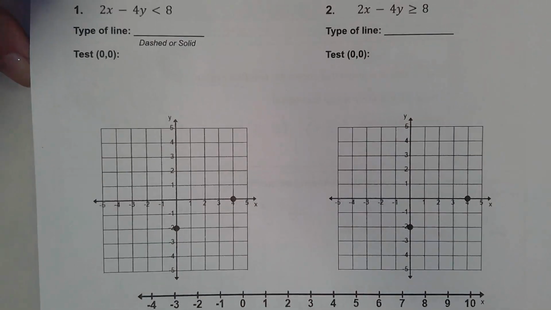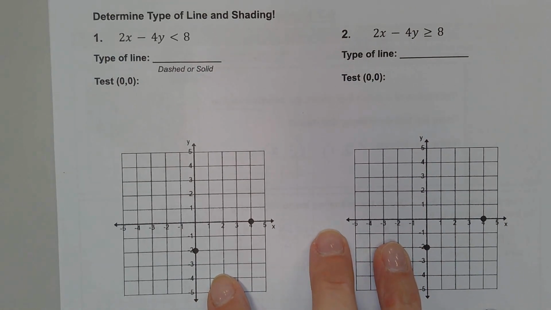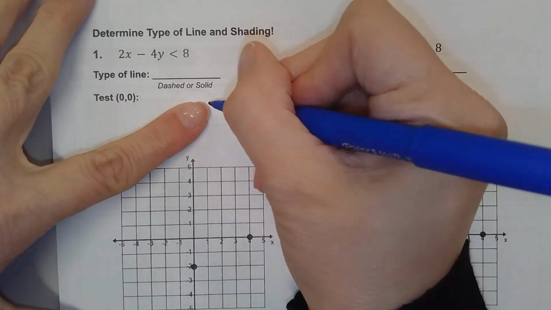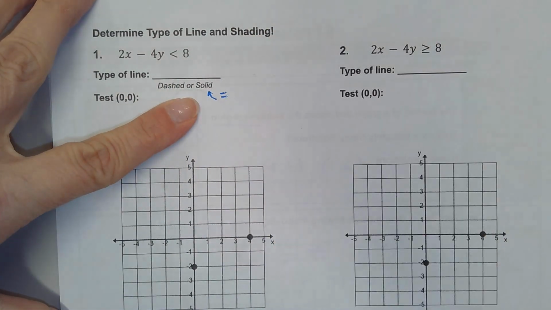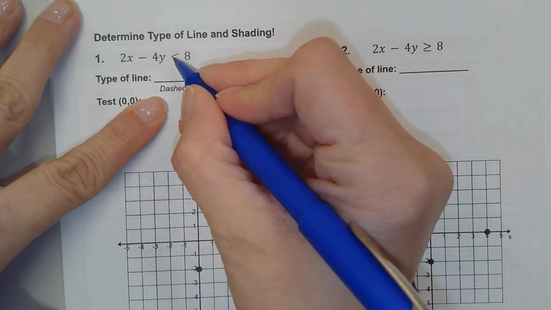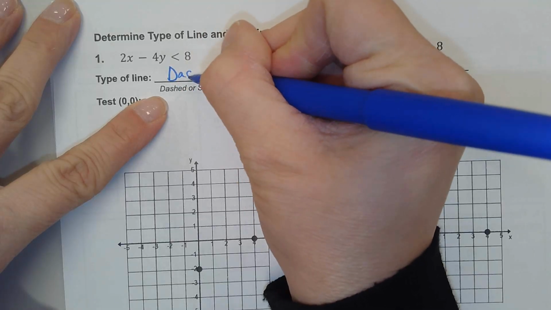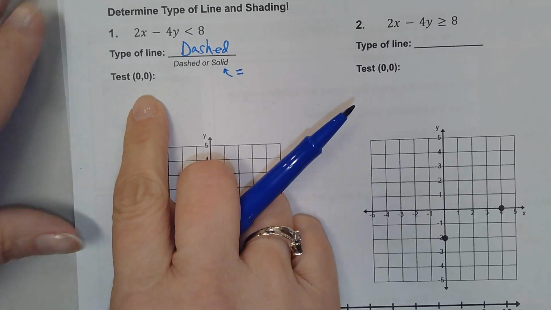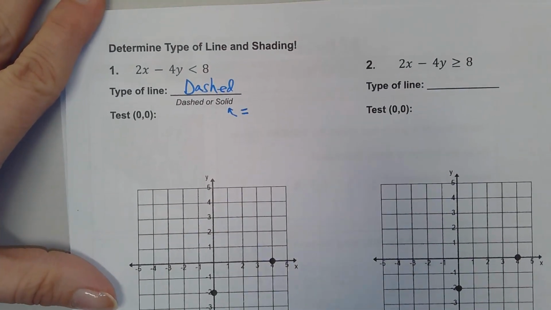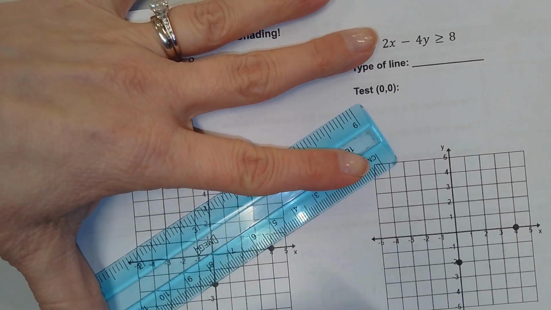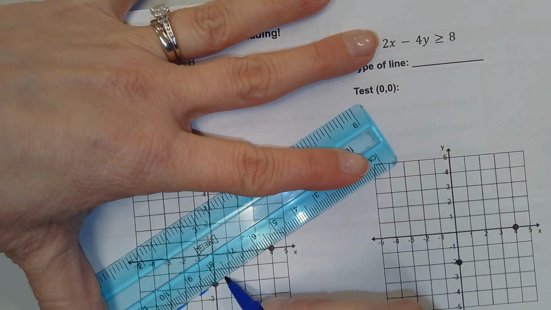Okay, let's keep going. Let's practice lines and shading. So the type of line, if you have an equal sign, you're going to be solid. If you don't have an equal sign, you're dashed. This one is going to be dashed. No equal sign. And let's practice testing 0, 0. Oh, should we draw a line? Let's draw our dashed line. Thank you for drawing the intercepts for me.